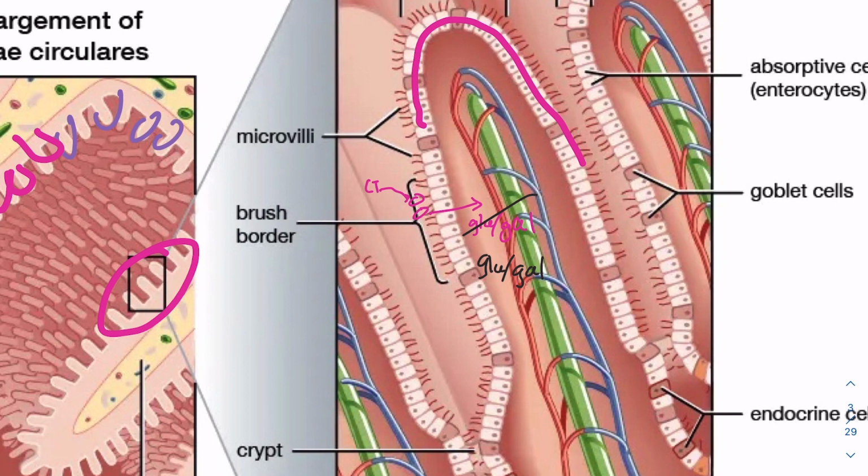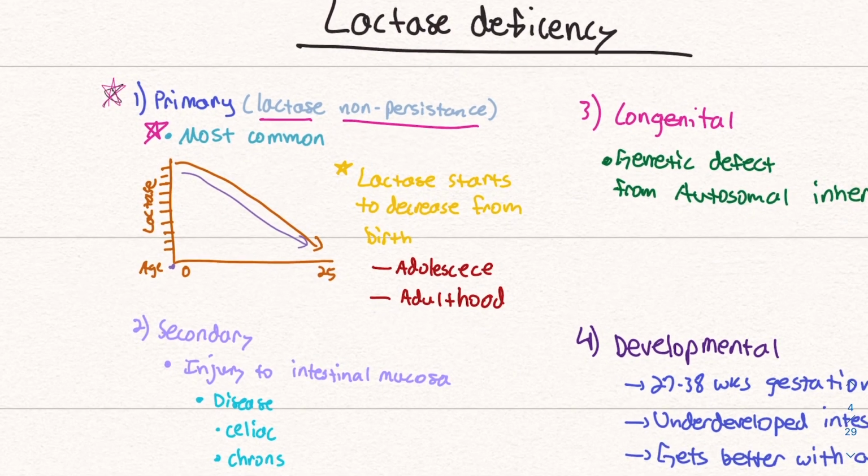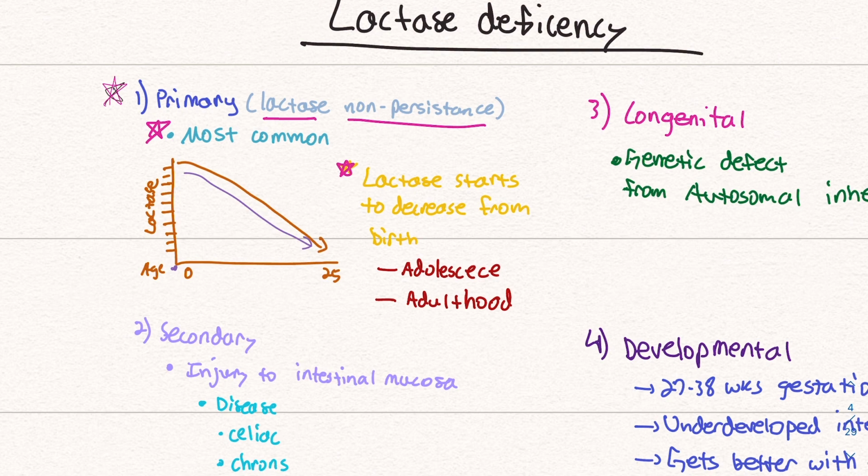So let's dive a little deeper into this situation. I mentioned that lactose intolerance is really a lactase deficiency, and there are different types of lactase deficiencies, different kinds of lactose intolerance. Number one here is primary. Primary is what's called lactase non-persistence, as in the lactase doesn't really persist in your body. This is the most common. Most people have lactase non-persistence, or primary lactose intolerance. From birth, the lactase starts to decrease, so you show signs of lactose intolerance in adolescence and adulthood.